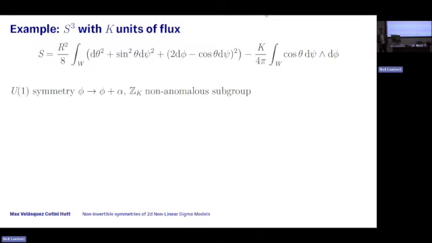So the example will be S3 with a B field. So I start with a 2D action like this. It has three scalar fields, theta, psi, and phi. I see S3 as a circle bundle over S2 as a Hopf bundle. And I write the metric on S3 as a base part on the S2, and then a Hopf fiber. And then I also have a B field with k units of flux. Okay, it's a choice of sigma model that you could study. And importantly, it also has a U1 symmetry by which I shift phi, the coordinate around the Hopf fiber.